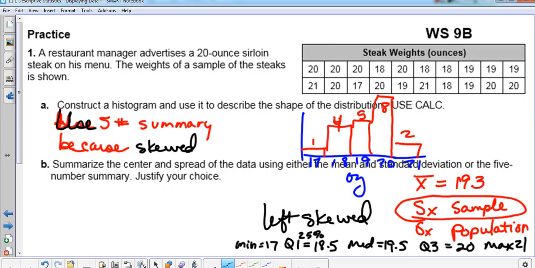Okay. Now, we need to write a couple sentences like they did earlier. Anybody tell me anything using our 5-number summary? Okay. All of the steaks were between what?